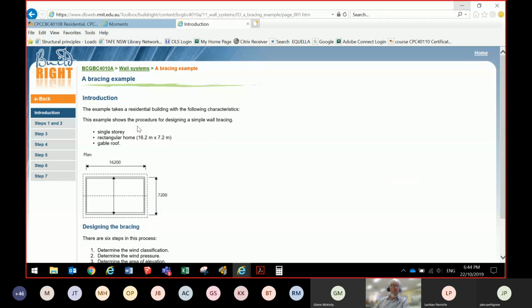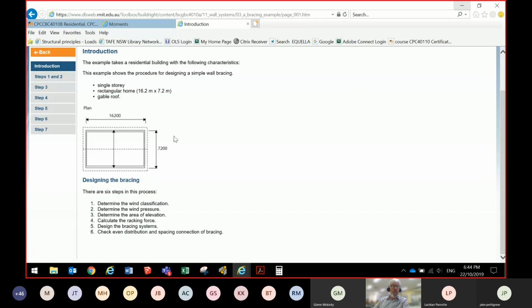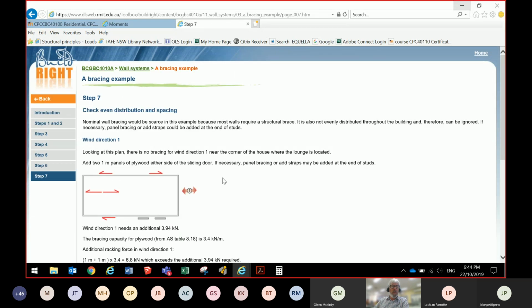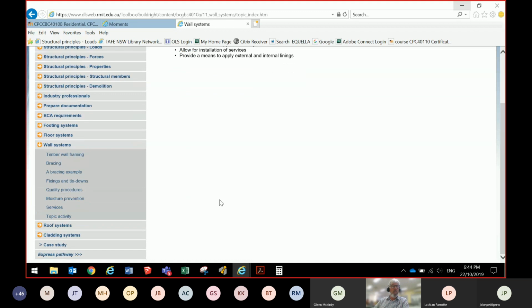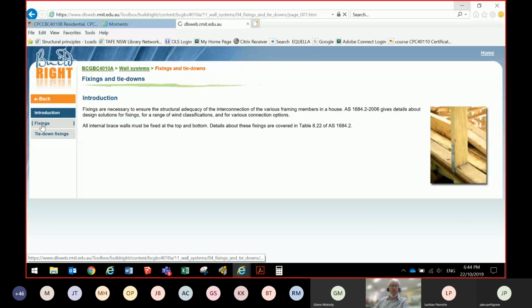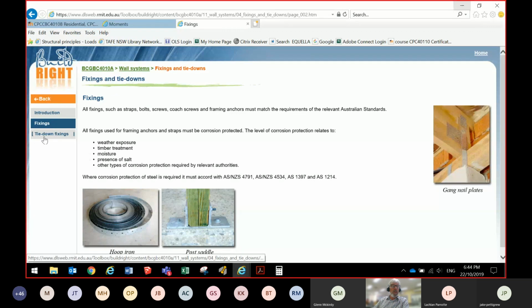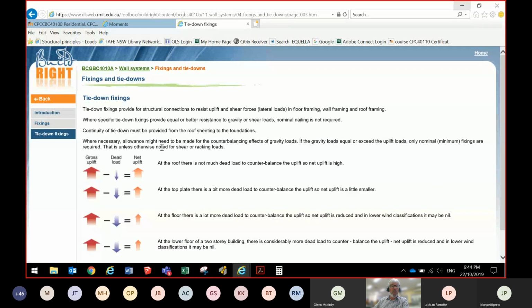And so pretty much here it is put into 7 steps instead of 4 steps. And it just tells you a bit about how to design it. Look at that. Determine the wind classification, determine the wind pressure, area of elevation. So you've got to do those things, and you can follow them through one at a time and make sure that you meet all that criteria, and that'll be real useful for you when you do your bracing. Down here, we've got fixings and tie downs. We're also going to do an assignment on that. And so that gives you an example of how that works.